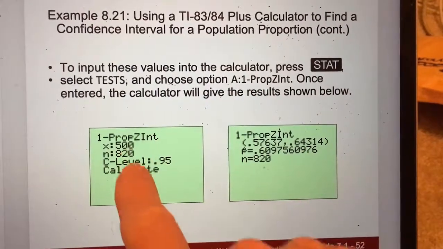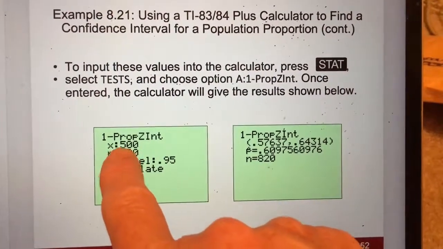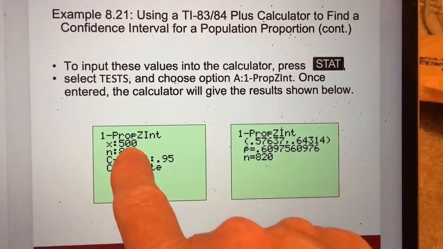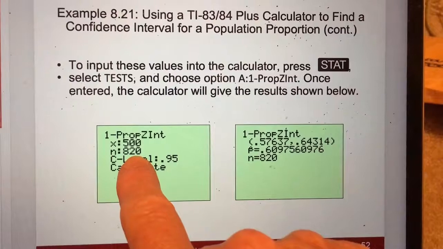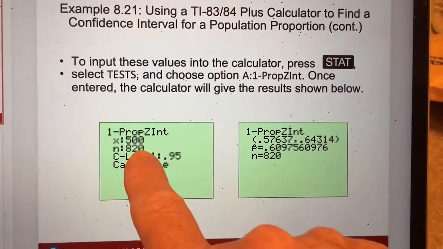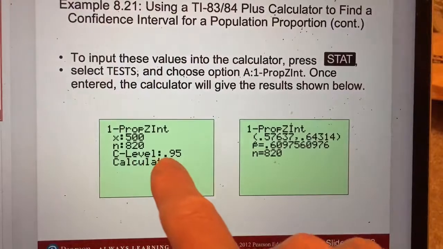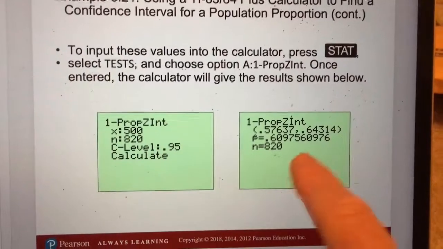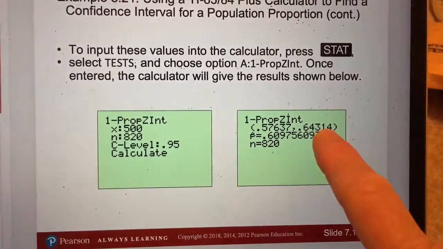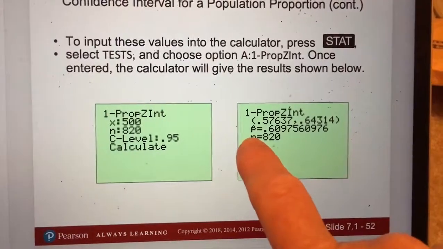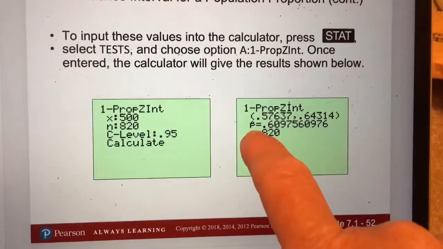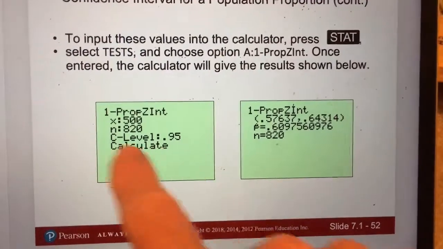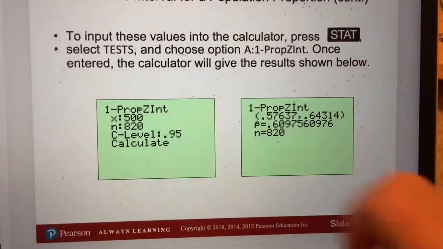And then all you have to put in is the x, which is your number of successes, your n, which is your total sample size, and then you're going to put your level of confidence, 95% or whatever it is on your problem. You're going to hit calculate, and it's going to give you the interval back. It's also going to give you your p-hat, which notice you did not have to put your p-hat in, but it's going to give you your p-hat out. So that's really, really cool. So now we're going to start 7.2.